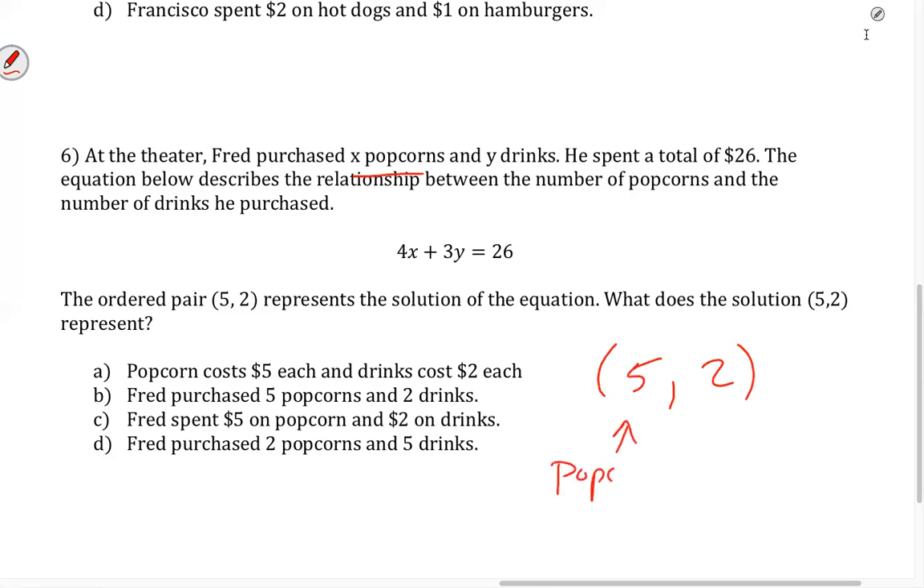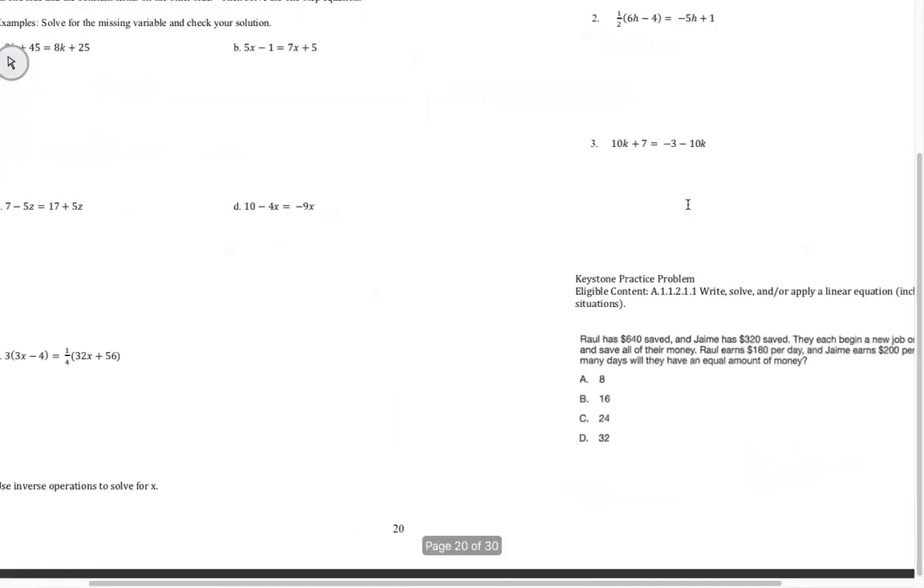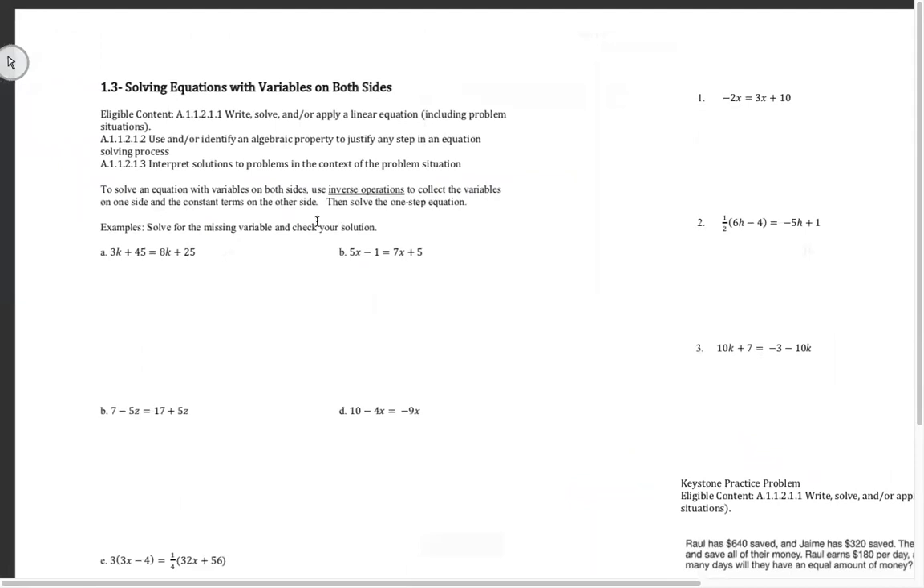x is popcorn. y is drinks. So, Mackenzie, what does 5, 2 represent once I labeled it? Fred purchased 5 popcorn and 2 drinks. There it is. So whenever you have an ordered pair, the most important thing is to label it, to know what you're talking about. Any questions?